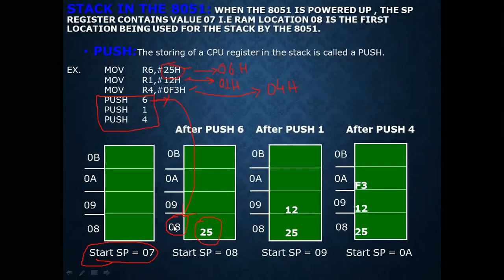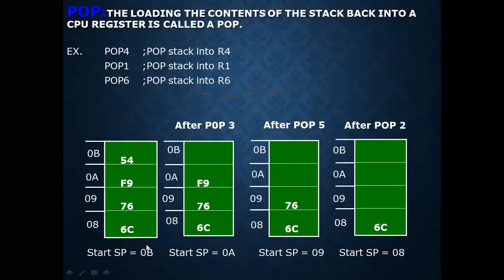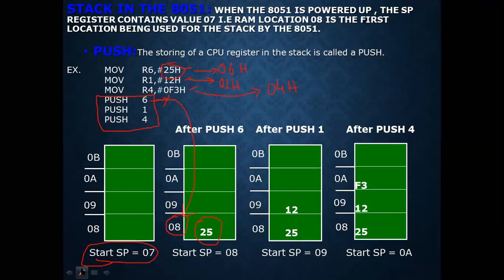So SP is incremented by 1. Previously it was 07H. Now this is 08H. Clear? It is incremented. Now the content of that particular address will be moved to the new location, that is the stack top. The content of 06H memory location is nothing but 25H. Clear? So 25 is stored into the 08 memory location.